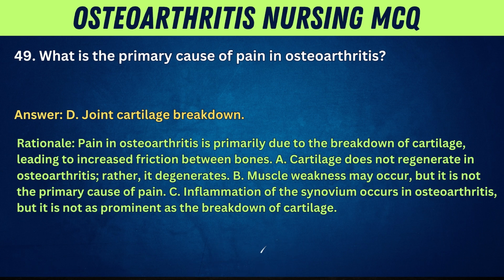Rather, it degenerates. B. Muscle weakness may occur, but it is not the primary cause of pain. C. Inflammation of the synovium occurs in osteoarthritis, but it is not as prominent as the breakdown of cartilage.